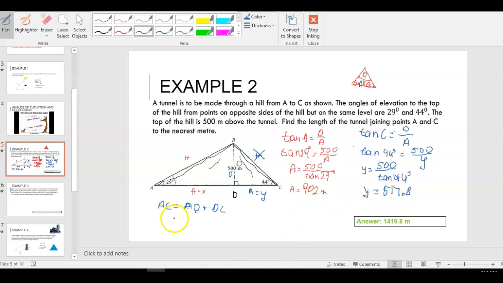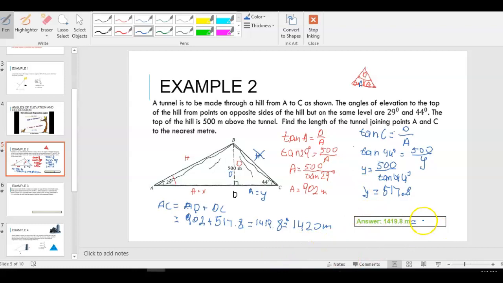Now we can come back here. AD or x here is 902 plus 517.8. That will equal 1419.8, but we're asked to the nearest meter, so that means that the height of the hill is 1,420 meters approximately. That here should be rounded to the nearest meter.